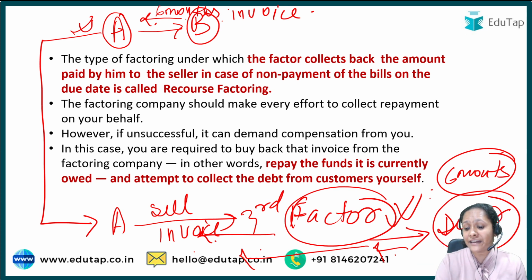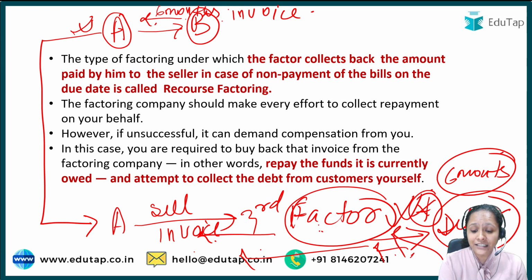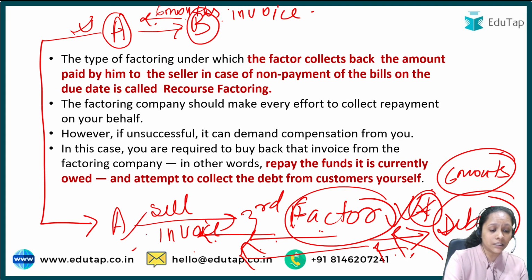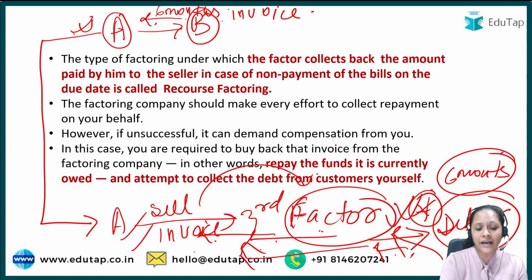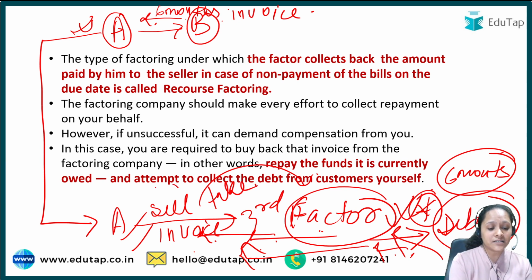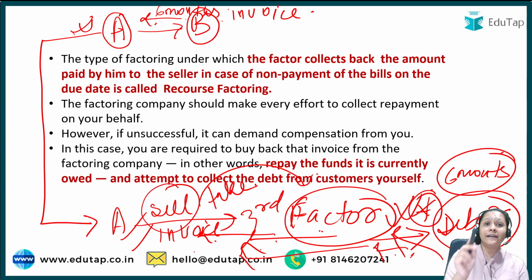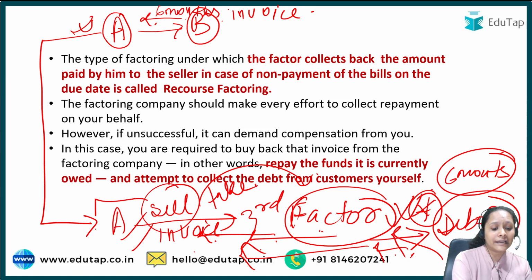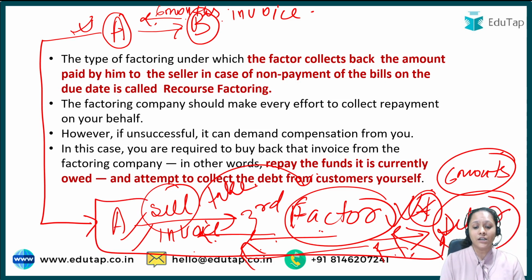Ki if the debtor fails to make the payment to the factor can go back to the issuer or the seller and he can take the money back which he gave to him. And what the seller does now, now it is the responsibility of the seller to collect the money back from the debtor. Matlab factor us case mein aapse paisa wapas le lega agar debtor aapko payment nahi karta. Those types of transactions are known as factoring by recourse.